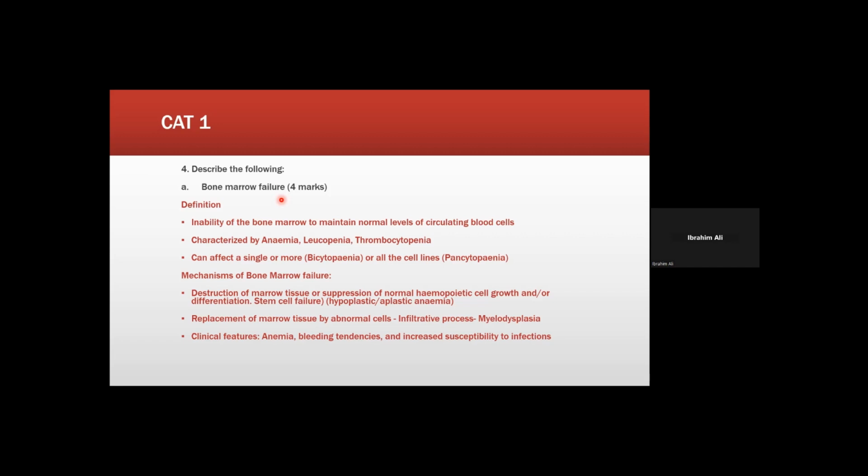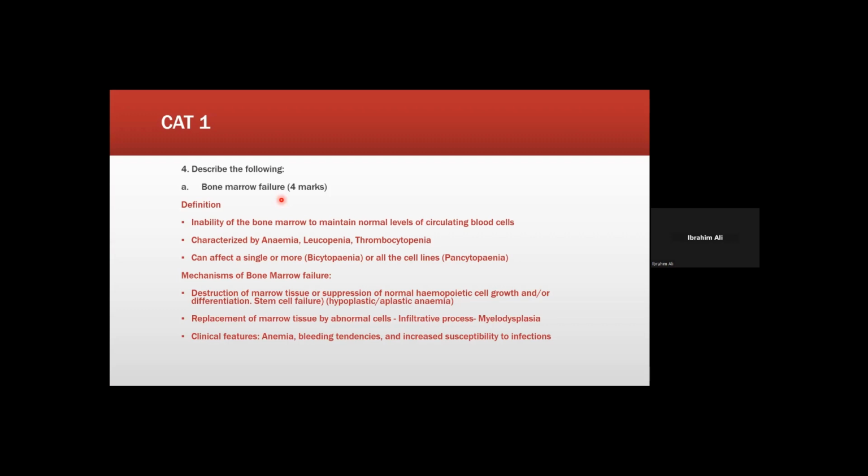The mechanism by which bone marrow failure comes about is through destruction of marrow tissue or suppression of normal hemopoietic cells, and many things can cause this. As we're going to cover, cytotoxic drugs like methotrexate, which I think we will cover in pharmacology, anti-cancer drugs, and also chemotherapies, which are the same as anti-cancer drugs, can cause it.